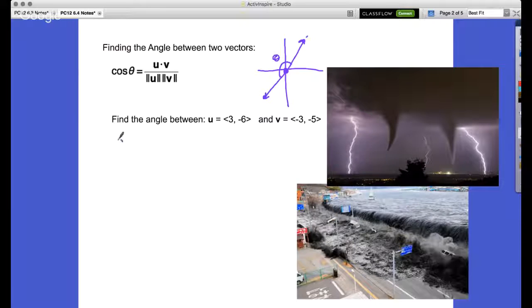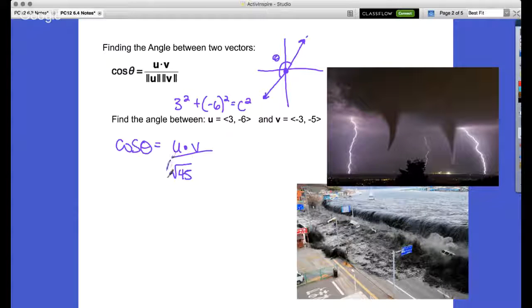So we can do that by saying, okay, cosine of theta equals u dot v, and I'll explain what that is. And then we know this is over magnitude of u times magnitude of v. So to find the magnitude of u, I'll do 3 squared plus -6 squared equals c squared. So I'll have 9 plus 36, which is 45. So I'll keep it as the square root of 45.